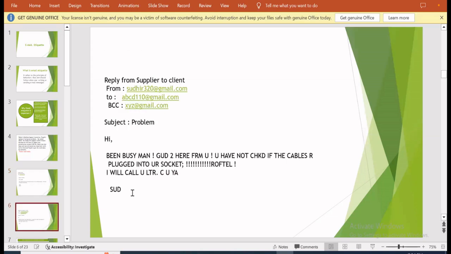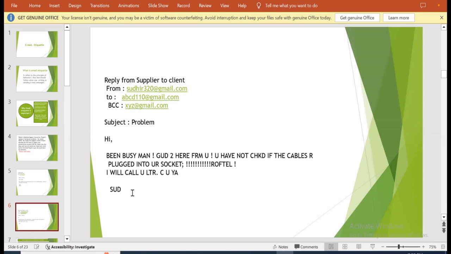What are the mistakes in this writing? Here the subject is not clear, not proper. Everything is written in capital letters. The name is missing. The format is very informal, and the regards are not cordial. It is like an unprofessional conversation between friends.